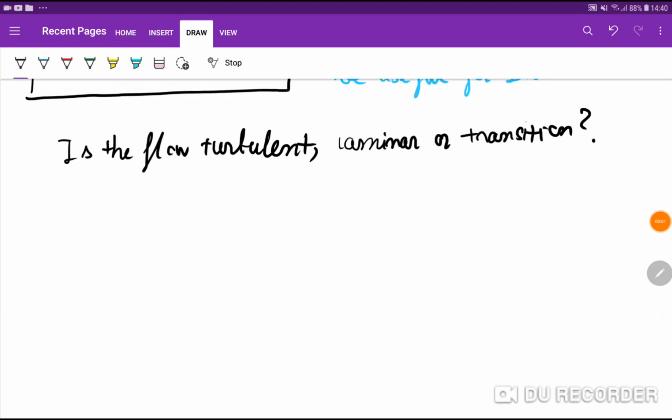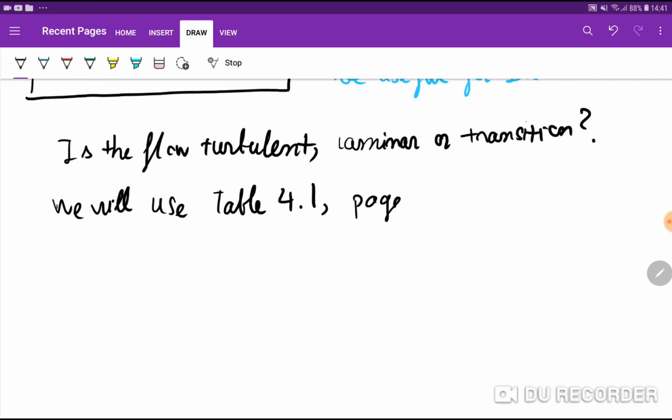Welcome back everybody. So as I promised, now we're gonna determine where the flow is turbulent, laminar, or transition. Okay, so what tools will we use? We will use table 4.1, page 196, to verify. Okay, so how does this work?